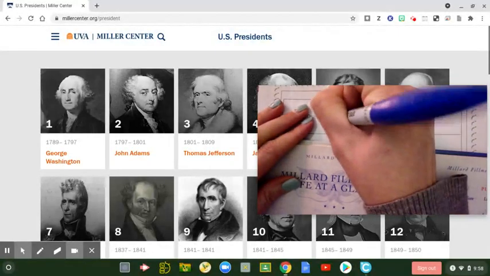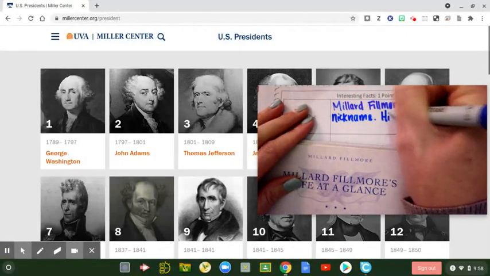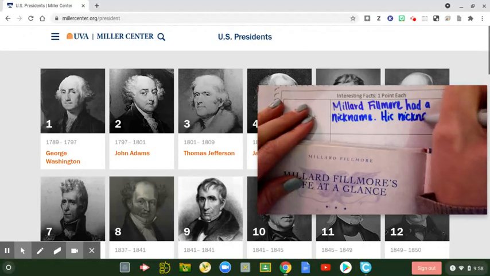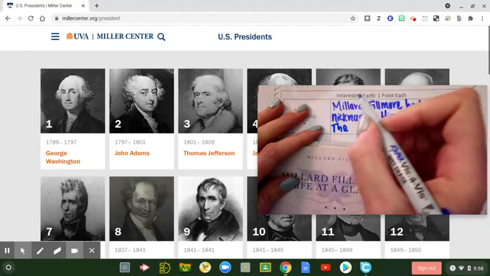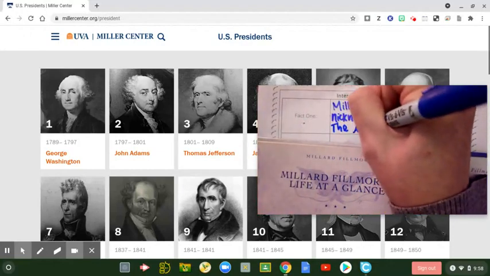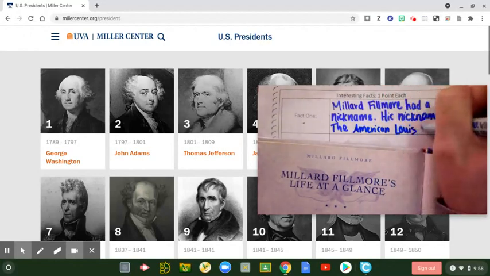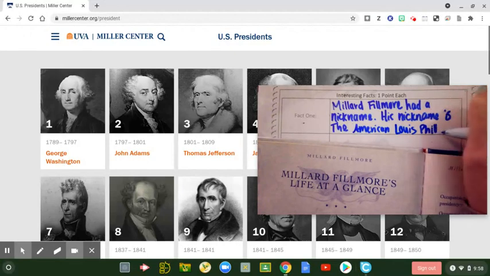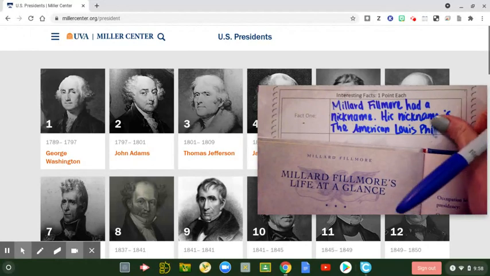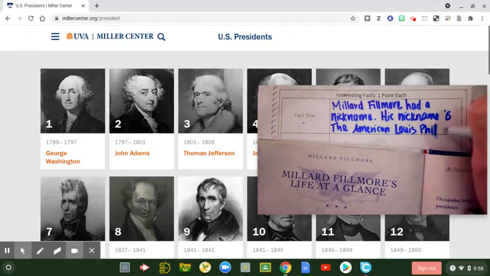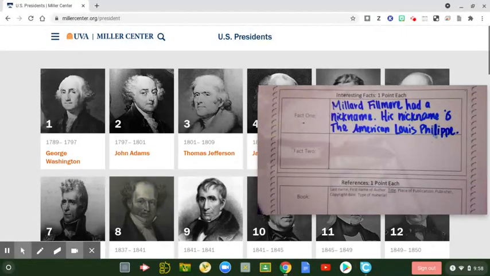Had a nickname. His nickname is, I'm going to write it just like the way it is in the book, the American Louis Philippe. Mrs. K messed up there. It's just one L. L-I. Okay, so there is his nickname.